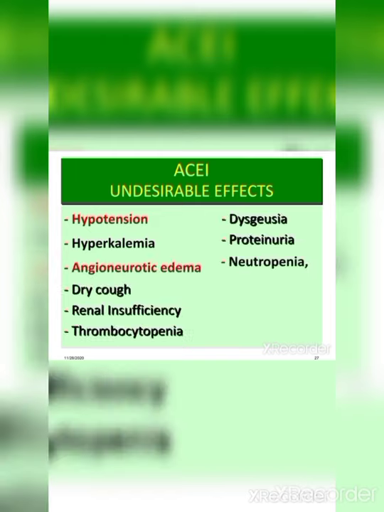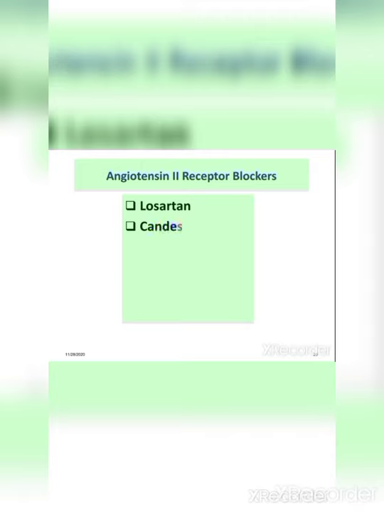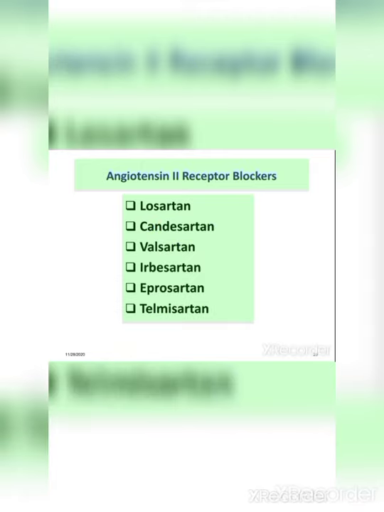The undesirable or unwanted effects of ACE inhibitors include, top of the list, dry cough, which is common in around 30% of individuals taking ACE inhibitor therapy. Then your patient could become hypotensive. Hyperkalemia can occur as well, angioneurotic edema, renal insufficiency, thrombocytopenia, dysgeusia, proteinuria, and neutropenia. Whereas AT1 receptor antagonists or angiotensin 2 receptor blockers include losartan, candesartan, valsartan, irbesartan, azilsartan, and telmisartan.